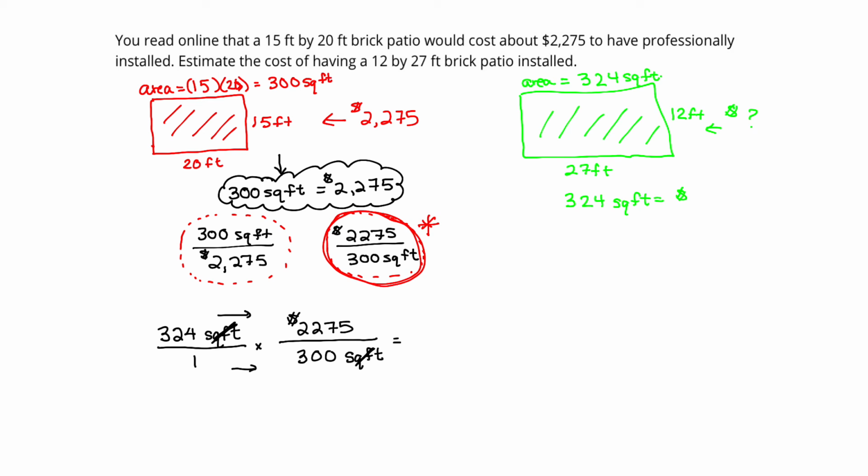324 times 2,275, and that's going to give us 737,100. And our units are dollars over, and on the bottom we have 1 times 300, which is just 300. Now we divide 737,100 by 300, and that tells us that the dollar amount or the cost would be $2,457.